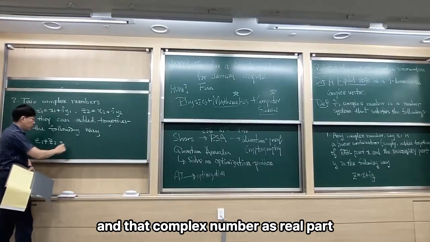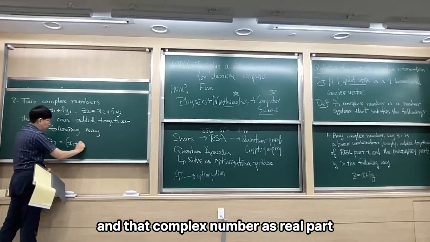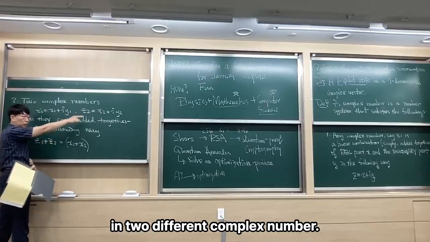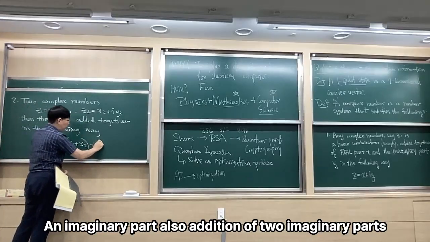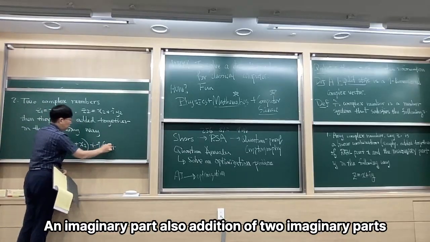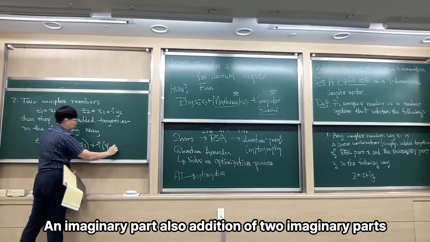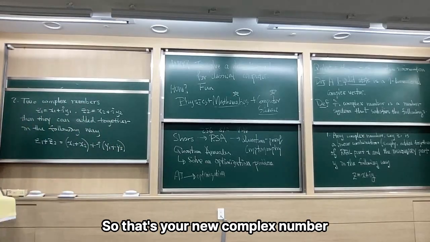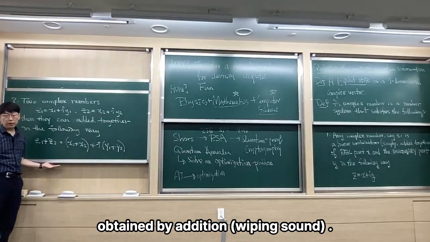And that complex number has a real part, which is the addition of the two real parts in the two different complex numbers, and an imaginary part, also the addition of the two imaginary parts in the two different complex numbers. So that's your new complex number obtained by addition.